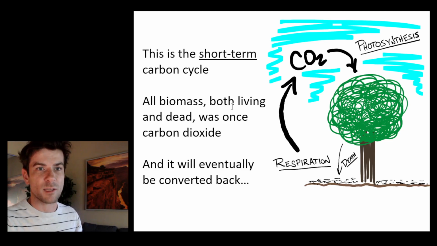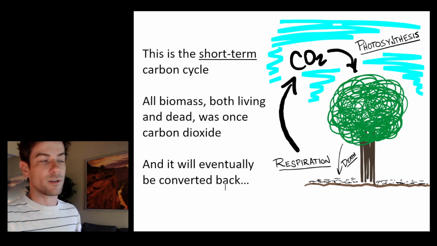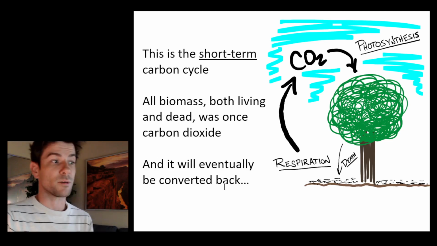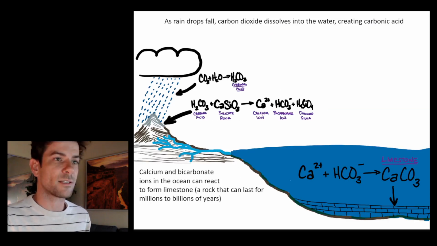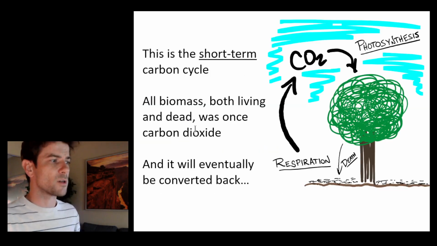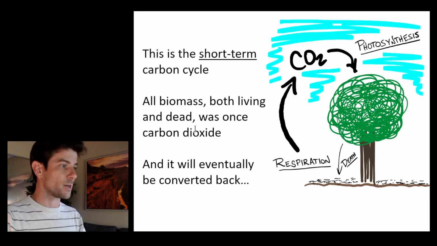So all biomass, both living and dead, was once carbon dioxide, and will eventually, in time, maybe millions to billions of years, be converted back into CO2. So that's the short-term carbon cycle. It's also mostly the organic carbon cycle.